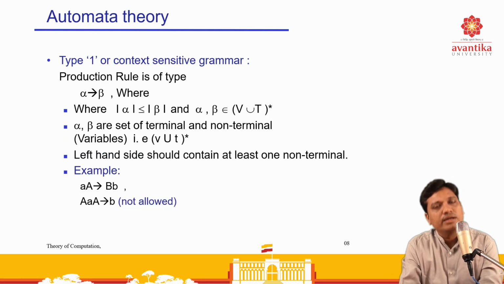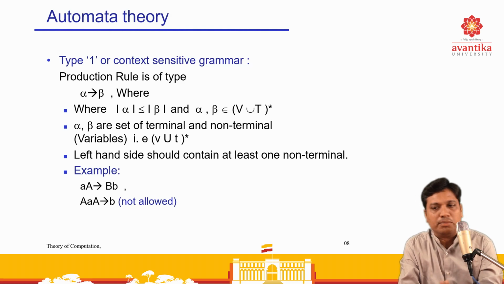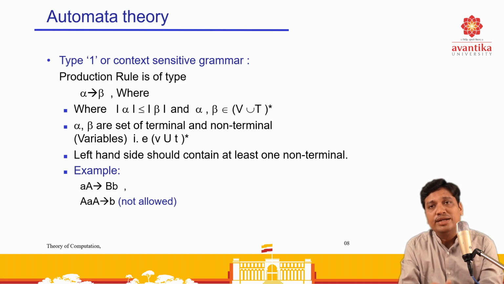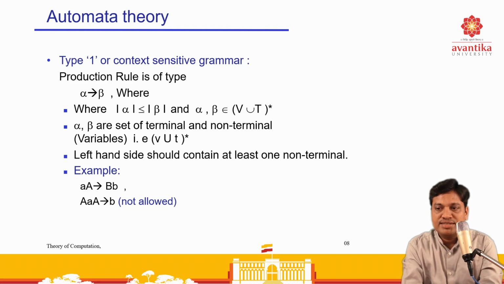So type 1 grammar is also known as context sensitive grammar. The production rule of context sensitive grammar is alpha tends to beta. Here are some conditions in the case of context sensitive grammar. First, the length of alpha should be less than or equal to the length of beta. Again, alpha and beta belong to (V union T) whole power star. So alpha, beta are the set of terminals and non-terminals, or variables.